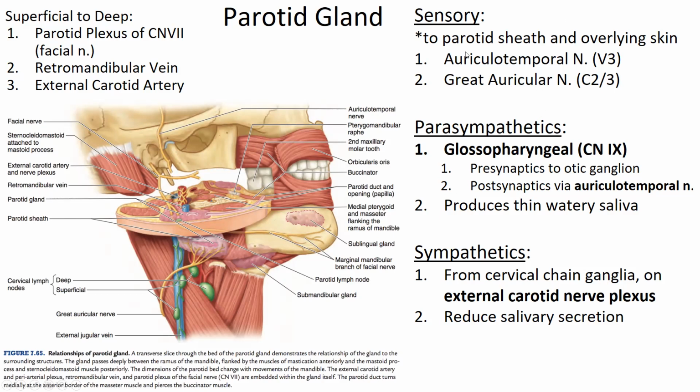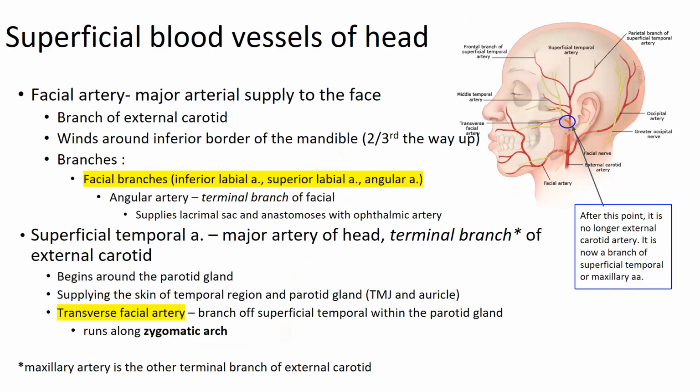So here's the sensory. We talked about some of these guys. Parasympathetics, chill on that. I don't think you need to know it quite yet. And then sympathetics is also something that I really wouldn't worry about quite yet. Understand it exists, cervical chain ganglia is going to be the sympathetics that go to the carotid plexus, but you don't need to know all the details of it. These guys you do need to know.